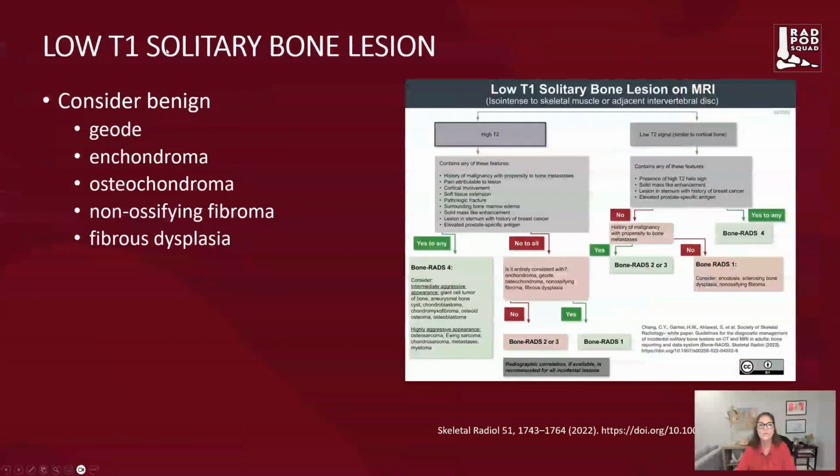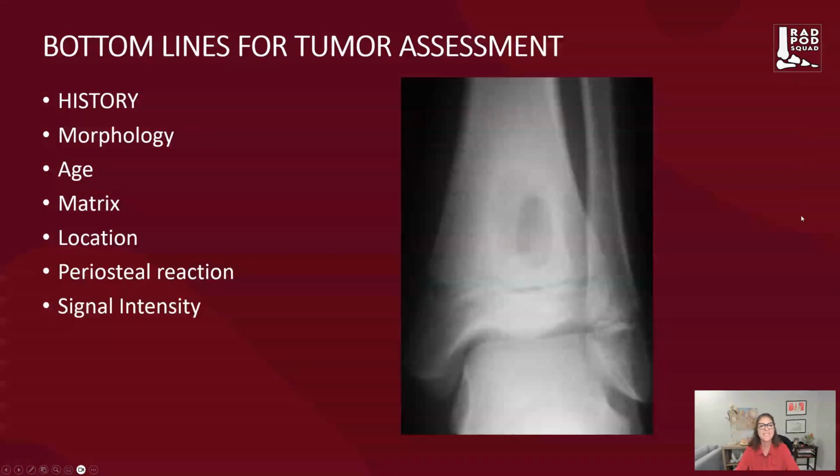For those low T1 solitary bone lesions, just to hit it home, one of the powers in the statement: they are considered benign for low T1 solitary lesions if they're entirely consistent with enchondromas, geodes, non-ossifying fibromas, or osteochondromas, and they fulfill these criteria, bone RADS 1, benign. Let's take a look together now.